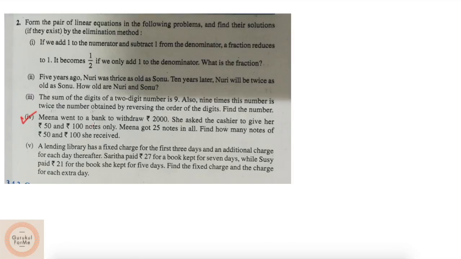Meena, a friend of ours, went to the bank to withdraw 2000 rupees. In total she withdrew 2000 rupees. She asked the cashier to give her 50 rupee and 100 rupee notes. Brilliant. You hardly get these notes in lower denominations these days, but smart lady. Meena got 25 notes in all. We don't know how many of them were 50 and how many were 100, and that is what they are asking. Find how many 50 and 100 rupee notes she received.